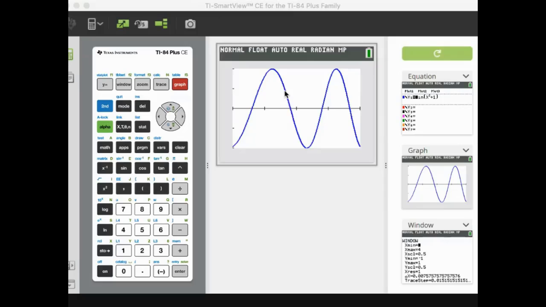If our derivative is changing from positive to negative, our function is changing from increasing to decreasing, which means that this is a relative maximum. Okay, so that's how we would graph it.